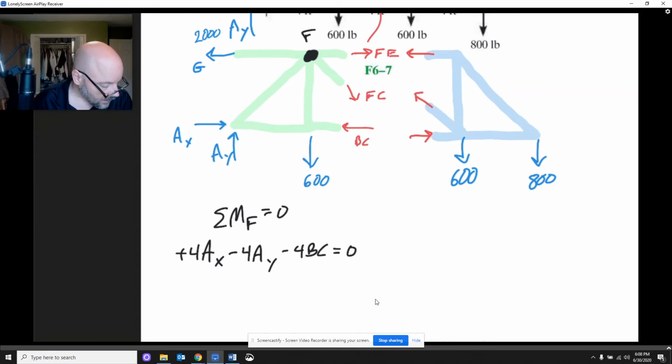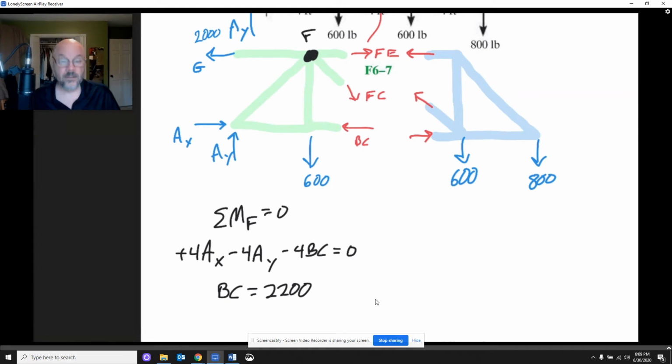Just going to check all my numbers here. Okay. BC is negative. AY is negative. AX is positive. Very good. Now we already know AX and AY. We've got those numbers. Boom, boom, boom. Pop out our answer. BC comes right out of there, 2200. Okay. So that's pretty straightforward.